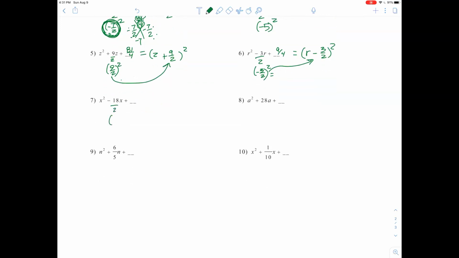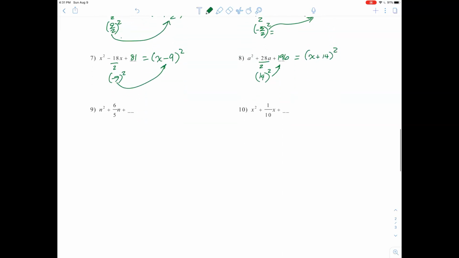Cutting 18 in half, that's negative 9. Negative 9 squared is 81. Factored it out, that is x minus 9 squared. Cut 28 in half, that's 14. 14 squared is 196. Factored out, that is x plus 14. Okay, so now we're coming to some numbers, some fractions that we have to cut in half.